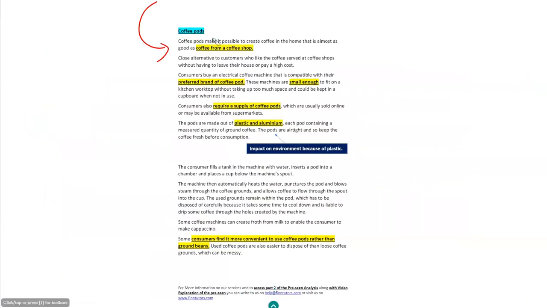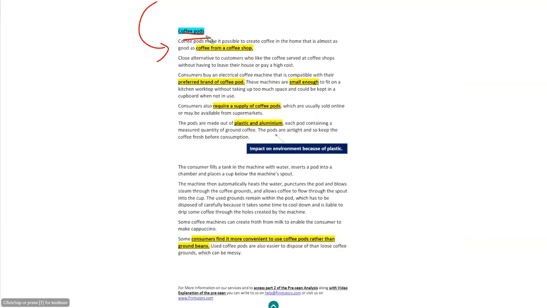Then there are coffee pods. This is our major market. So coffee pods make it possible to create coffee in the home that is almost as good as the coffee shop. If you want an alternative, if you want a substitute, coffee pods are your option. Now, as a close alternative for customers who like the coffee served in coffee shops, when they don't want to leave their house or they're not ready to pay the high cost, consumers buy an electric coffee machine that is compatible with their preferred brand of coffee pod.